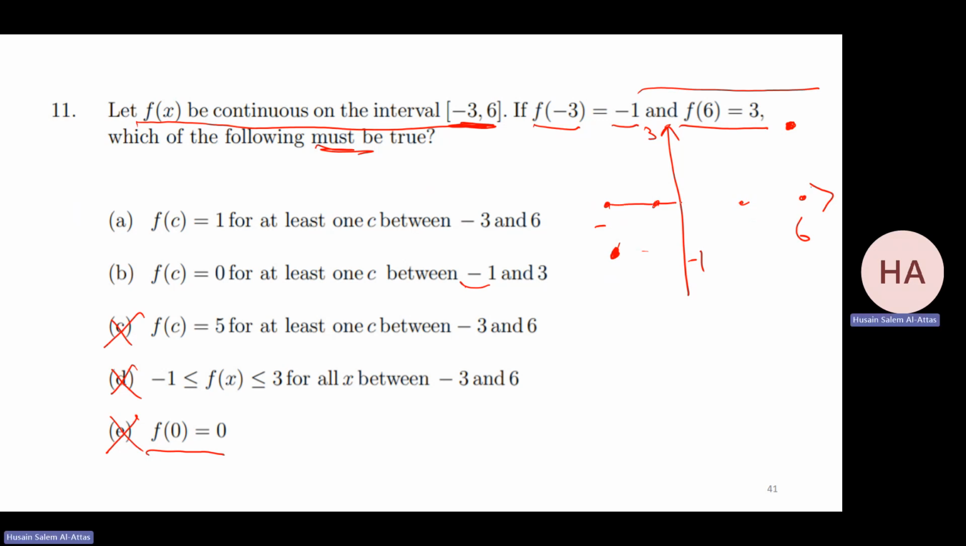The only correct one is this one. f of c equals 1, where 1 is here, for sure, between minus 3 and 6. This is minus 3 and 6. For sure, I cannot go from this point to this point unless I cross this line, f of c equals 1. So this is the only solution.